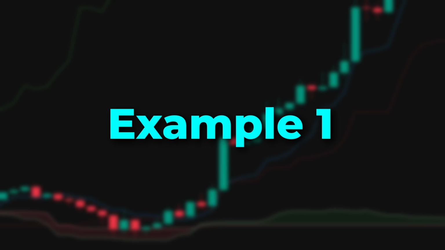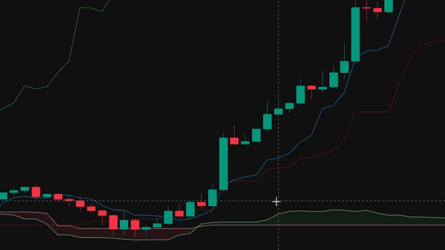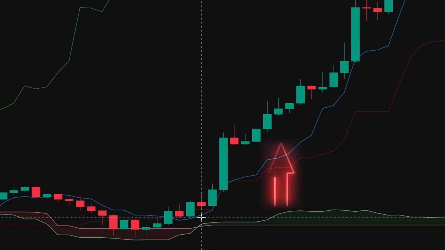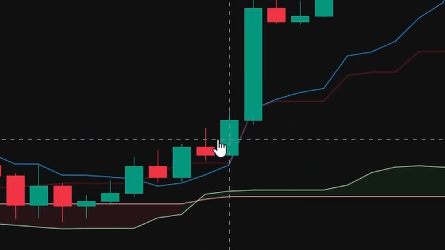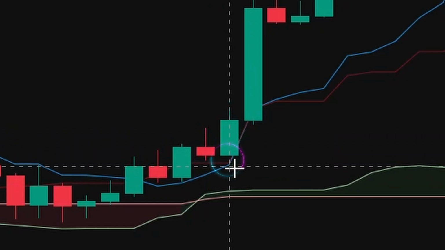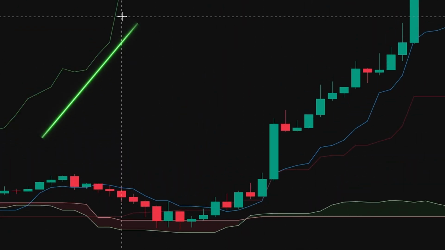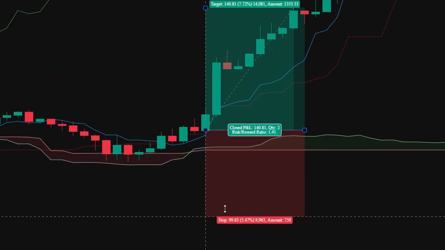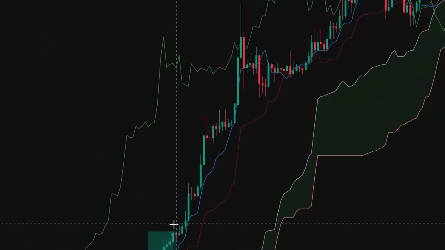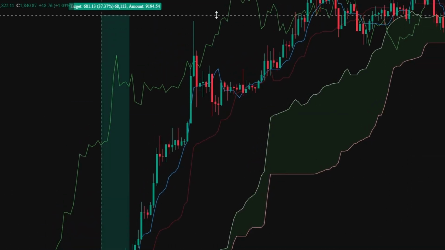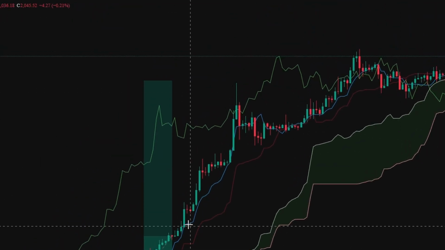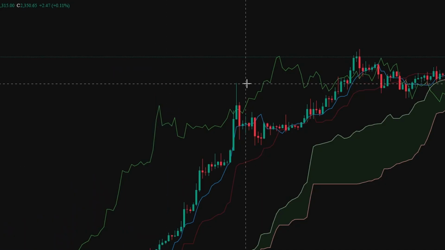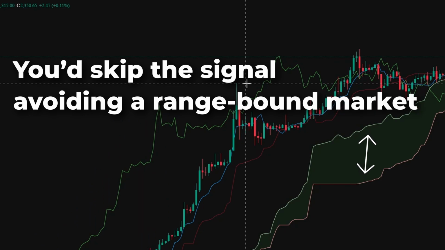Let's see this in action with crypto charts. On the hourly ETH/USD chart, the price is above a green Kumo cloud, indicating a bullish trend. The Tenkan line crosses the Kijun line from below, and the Chikou span is above the price, confirming the signal. This screams buy. Enter the trade, set a stop loss below the cloud, and trail the take profit toward the cloud's upper boundary. The price rises, hits the upper boundary, and you lock in profits. If the price were inside the cloud, you'd skip the signal, avoiding a range-bound market.